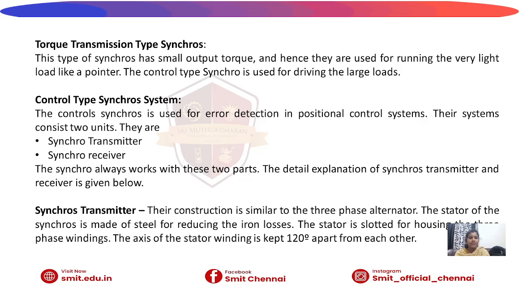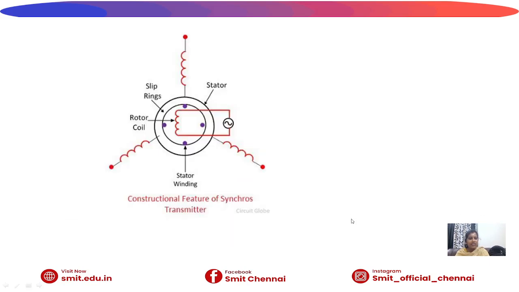this control type synchro system is used for error detection in a position control system. There are two units: one is a transmitter and another one is a receiver, right? The transmitter's construction is similar to a three-phase alternator. Here it is, a three-phase alternator. There is a stator, a rotor coil, and also slip rings.